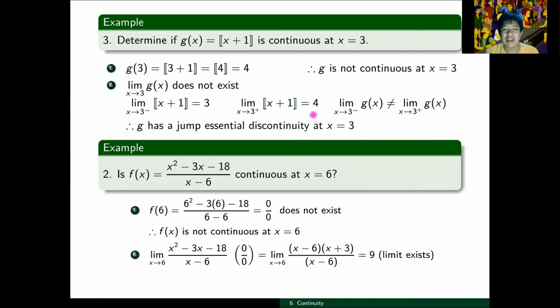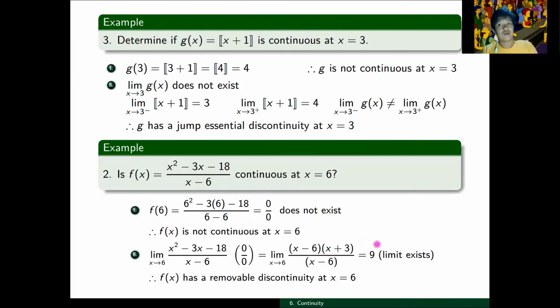Yung second example natin, ito yung lumabas sa computations natin. Kaya ako rin siguro kinompute yung number 2 even after knowing na hindi na siya continuous after first condition is because I want to know what type of discontinuity this has. And if you see the limit exist, despite being discontinuous, hence, you have a removable discontinuity.